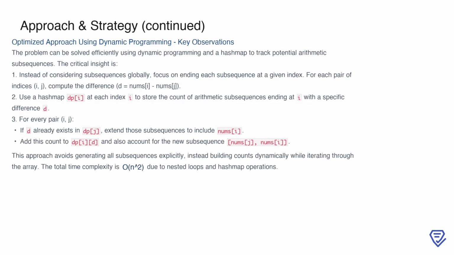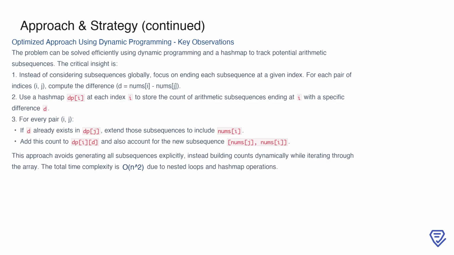Now, let's look at an optimized solution using dynamic programming and hash maps. The key observation here is that instead of evaluating all subsequences globally, we focus on subsequences that end at a specific index. For any 2 indices, i and j, we calculate the difference, d, as nums[i] - nums[j]. Then, we use a hash map, dp[i], to store the count of arithmetic subsequences ending at index i with a specific difference, d. For every pair of indices, if the difference, d, already exists in dp[j], we can extend those subsequences to include nums[i].